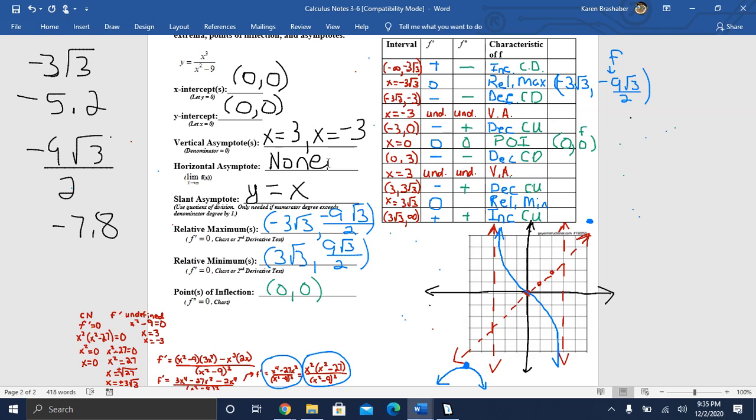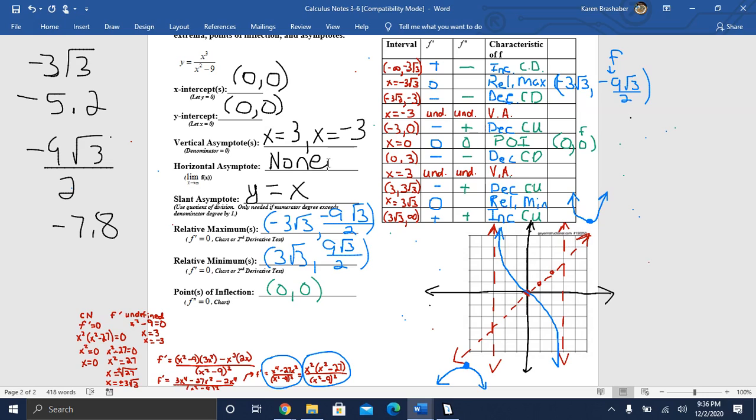Remember, we're starting at x equals 3, the vertical asymptote. It says we need to decrease. So we want to start high and move low. We need to be concave up. So starting along that vertical asymptote, heading toward the relative minimum, concave up. We stay concave up, and we follow that slant asymptote with our relative minimum at +3 square root 3 and 9 square root 3 over 2. And that would be our graph.